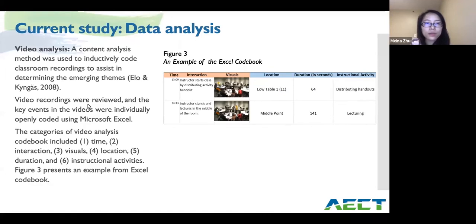For video analysis, we used content analysis. We followed the framework from ALC and his collaborators. In this video analysis, the categories could include time, interaction, visuals, location, duration, and instructional activities, as you can see in Figure 3.